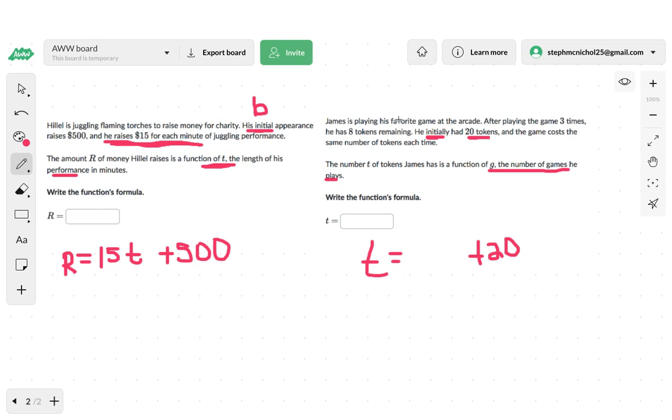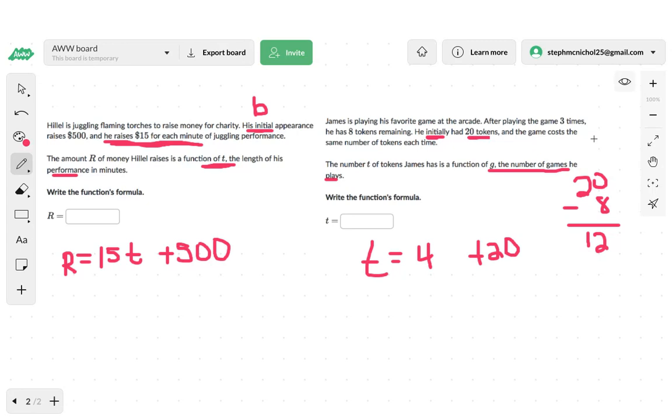After playing 3 times, he had 8 tokens remaining. So let's see how many tokens he used. So if we do 20 minus 8, you're going to get 12. Right? 20 minus 8 is 12. And he played 3 times. So how many tokens could he have used if he played 3 times? So you can do 12 divided by 3, and you're going to get 4. Right? So I'm going to put that in here. So that means every game cost 4 tokens.